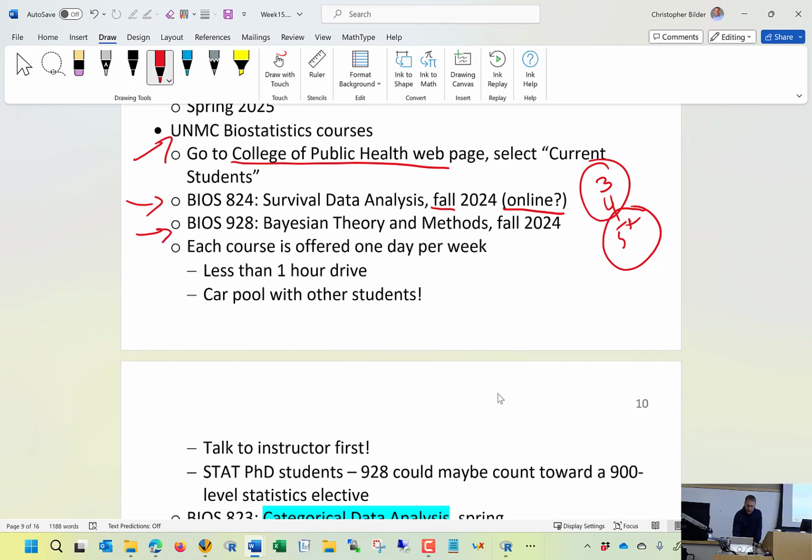Another really good course. Let's say you don't have time to take the Bayesian course next spring that the Department of Statistics is offering. Also, maybe you want more theory behind the Bayesian methods. Well, there is a 900 level Bayesian theory and methods course that's going to be offered next fall.